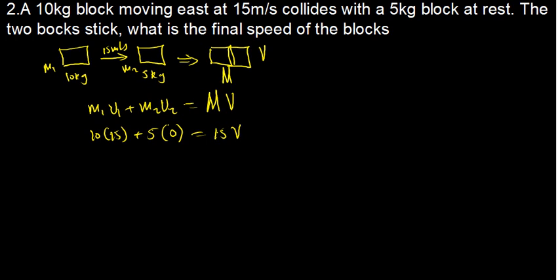So 10 times 15 is 150. This is still 0, and that should be equal to 15V. So to remain with our V, we divide by 15 on both sides. So our V therefore is going to be 150 divided by 15, which will give us 10 meters per second. So that will be the velocity at which both of them are going to move.